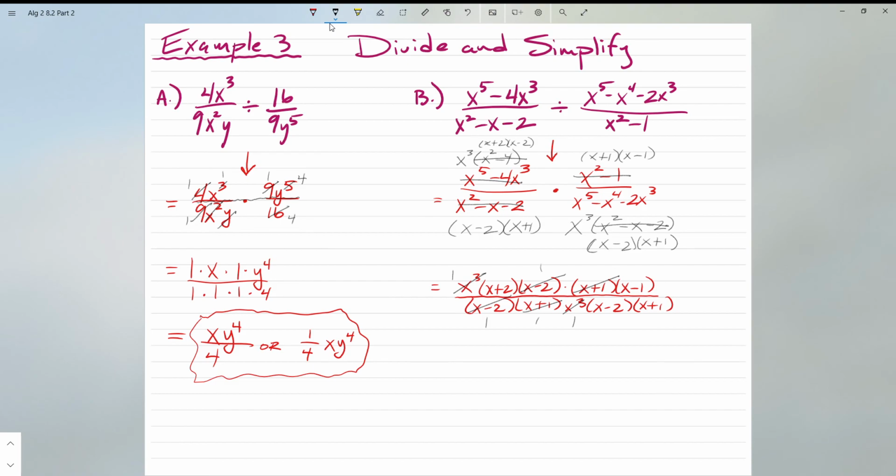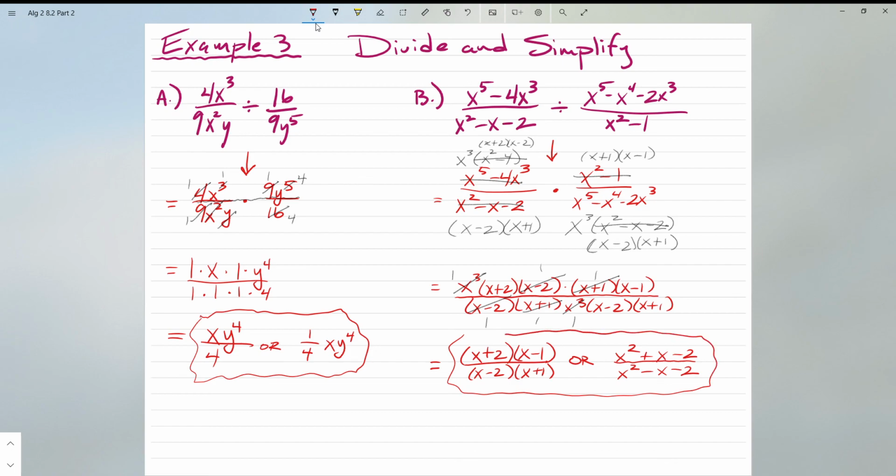So it looks like a bunch of them canceled, but then some remained. And whatever is remaining is your simplified answer. So I've got an x plus 2 on top, I've got an x minus 1 on top. On the denominator, I've got an x minus 2 and an x plus 1. Now, if you felt like you wanted to multiply it out, you could. You don't need to. But if you did multiply it out, you'd get x squared plus x minus 2 over x squared minus x minus 2. And this would be your simplified reduced answer.